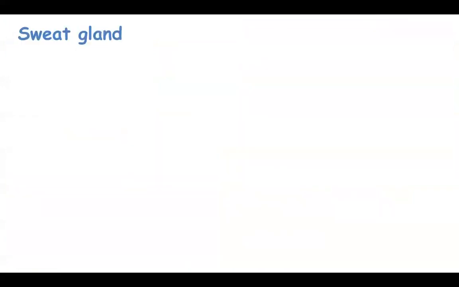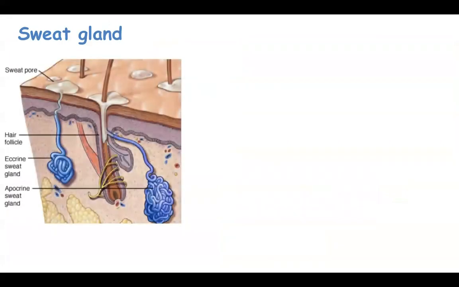Now, the next gland which you are going to do is called the sweat gland. The sweat gland, as I already told you, is of two types, apocrine and the eccrine sweat gland. The apocrine pours its secretion inside the hair follicle and the eccrine directly pours its secretion on the surface of the skin. But in both cases, they are able to produce sweat. Now, the sweat helps to regulate your body temperature. The body temperature regulation is very important in case of warm-blooded animals like humans.